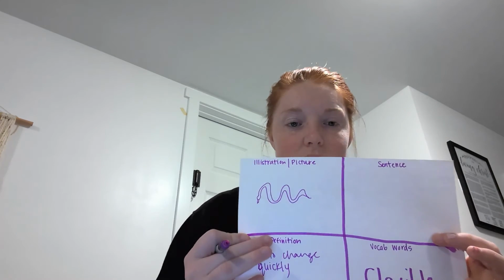And then think about what kind of picture I want. If it's able to change quickly, you might be able to think of a snake. Snakes are flexible. They're able to coil up and they're able to slither like this. So that's a good picture for flexible. So I'm going to draw a picture of a snake. And then I've got to draw a tongue. So that is my snake.